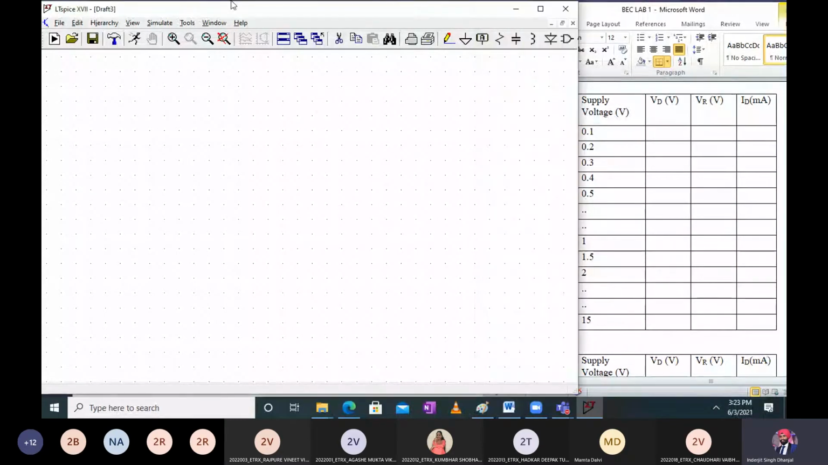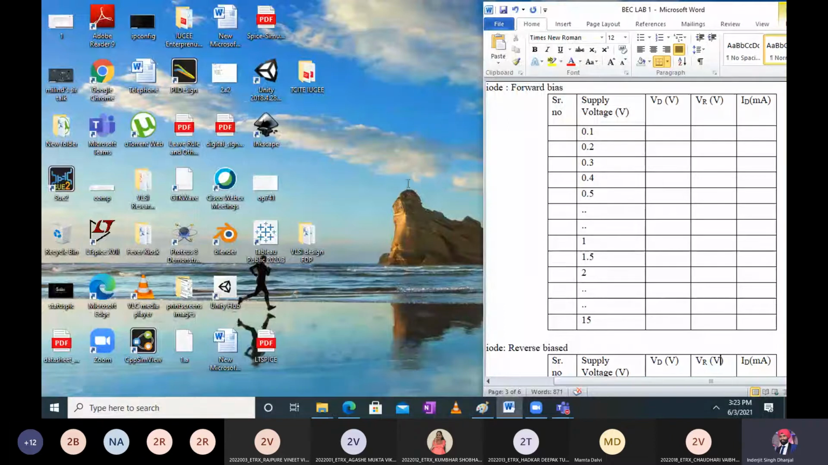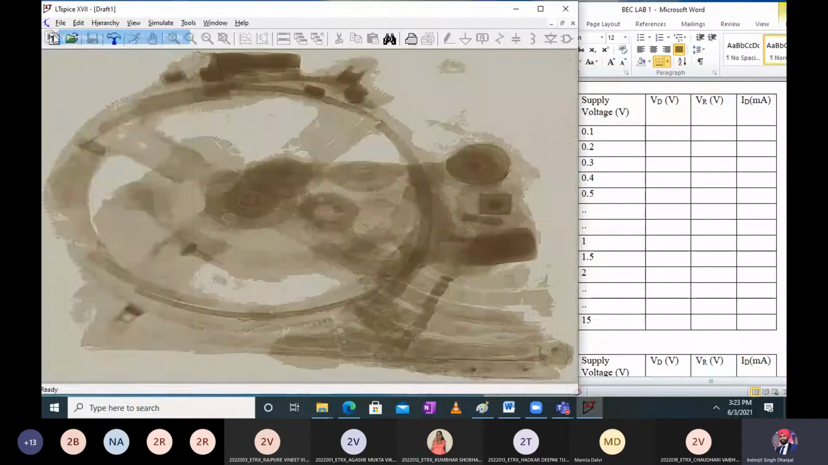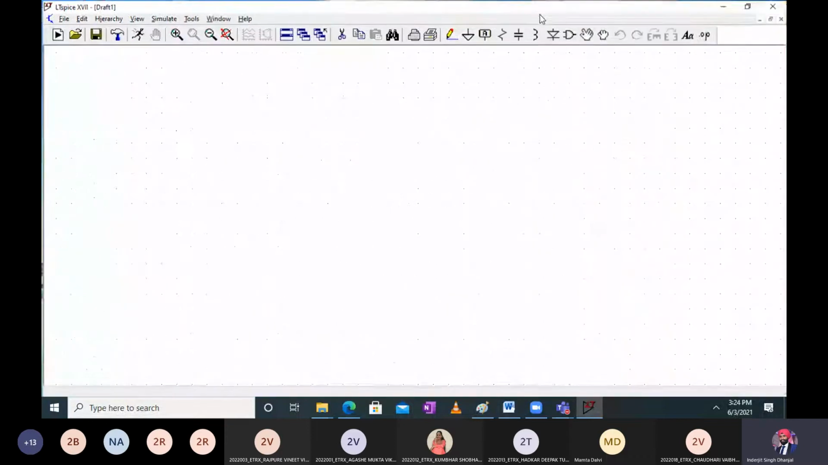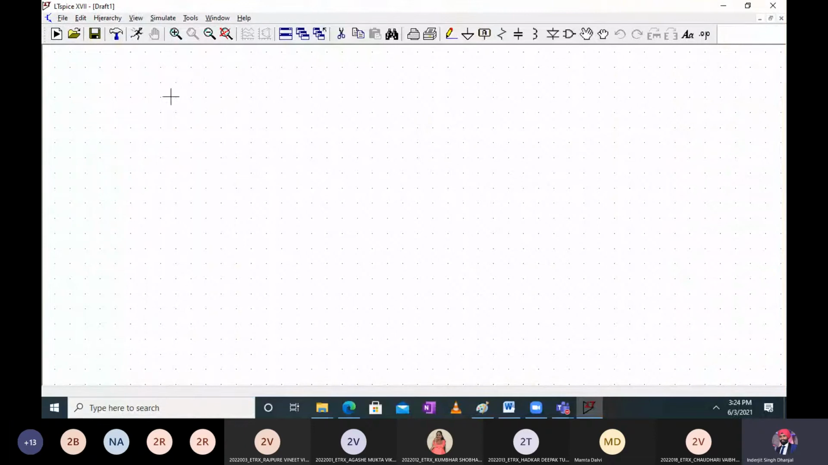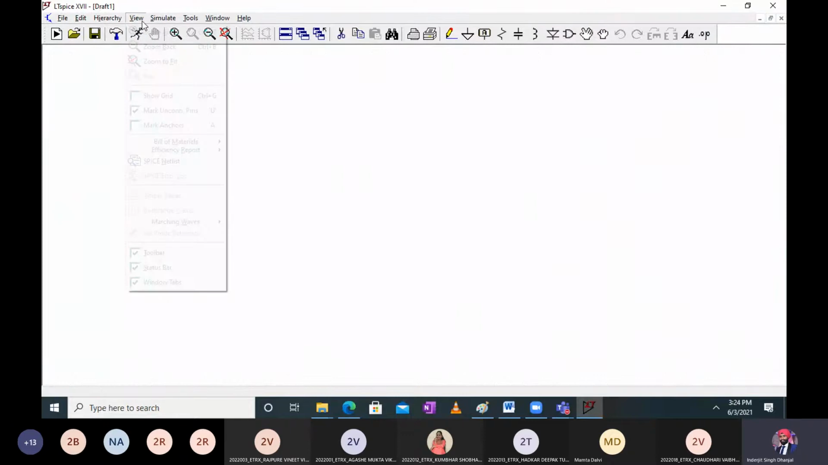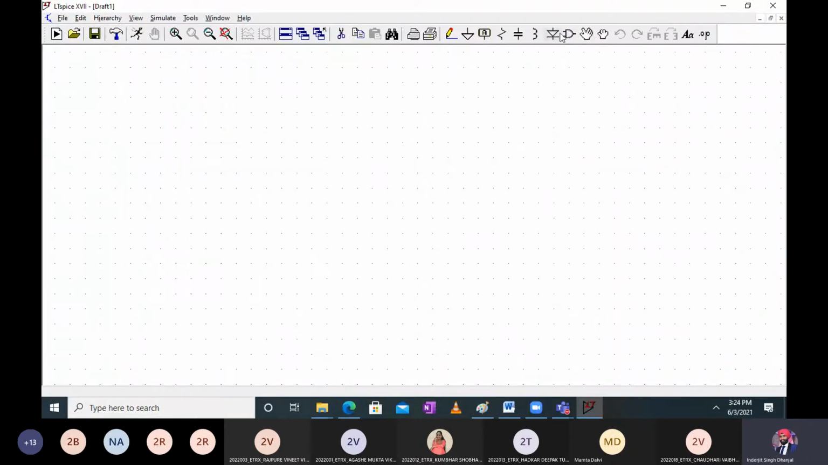Fine. So you open up your LTSpice screen. I will again start. Double click on the LTSpice icon. A window will open up. In that, click on File and go to New Schematic. So this is my LTSpice workspace. If you don't see this grid, you go to View and click on Show Grid, so that the grid will be on. It will be easier for us to navigate.